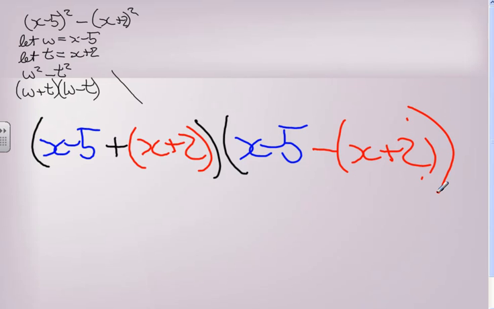And the important part we have to remember when we're doing this, I have to multiply this negative sign out. And we should be able to solve the rest of that.